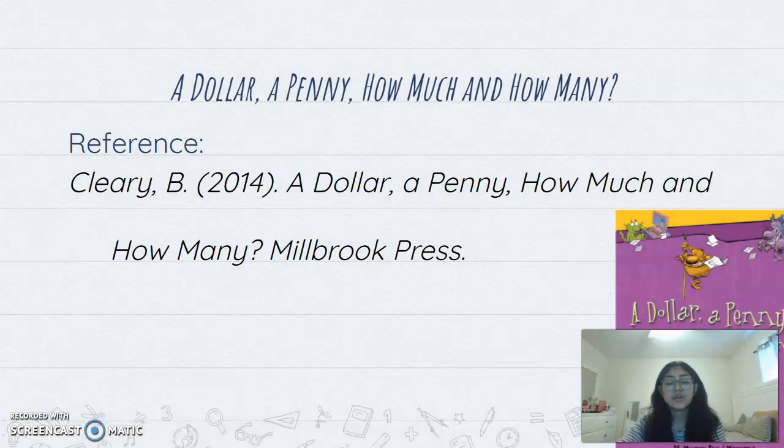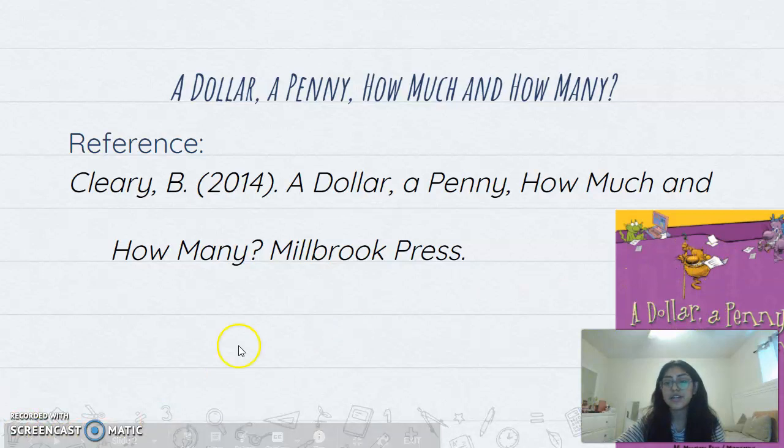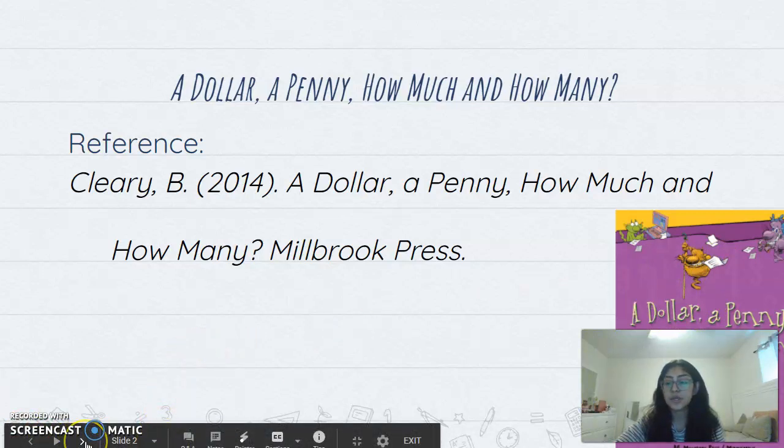So the book I chose is called A Dollar, A Penny, How Much, and How Many. This is the reference of the book and a picture of the book.